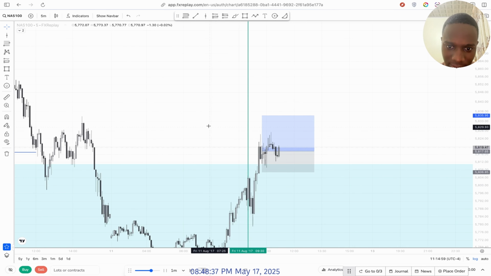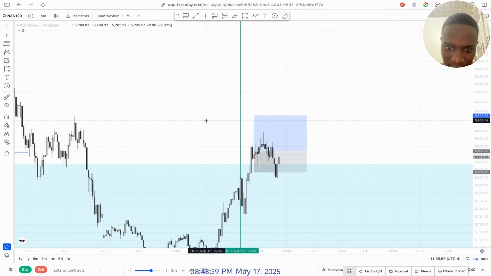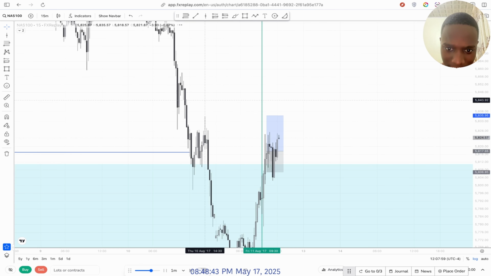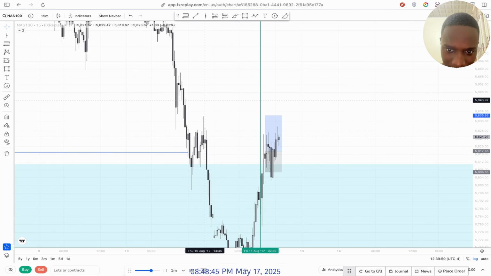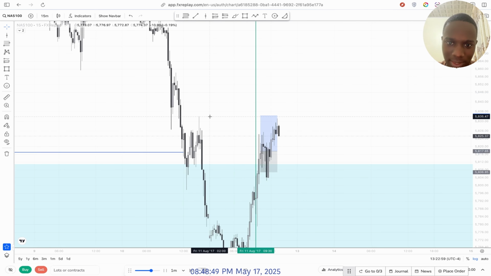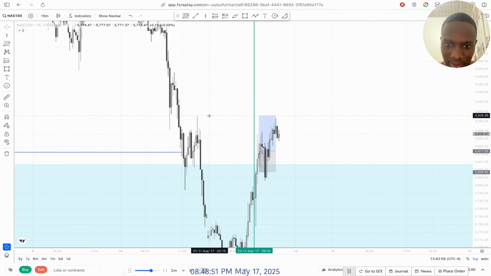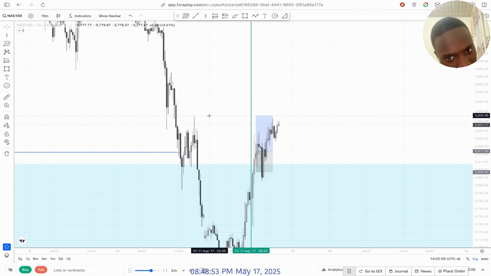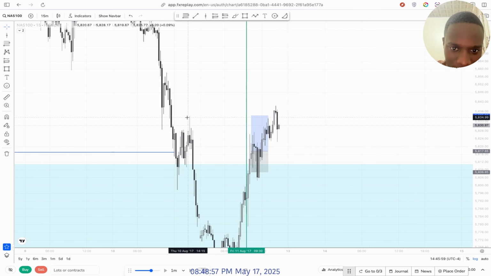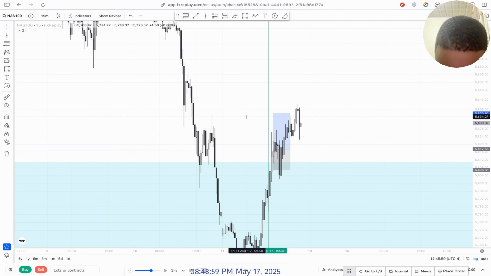So we tested the fair value gap. This was a really A plus setup, but it didn't work out. Let's see. It ended up taking out this liquidity maybe. And here it ended up taking that point of liquidity. So what did we do wrong right here?